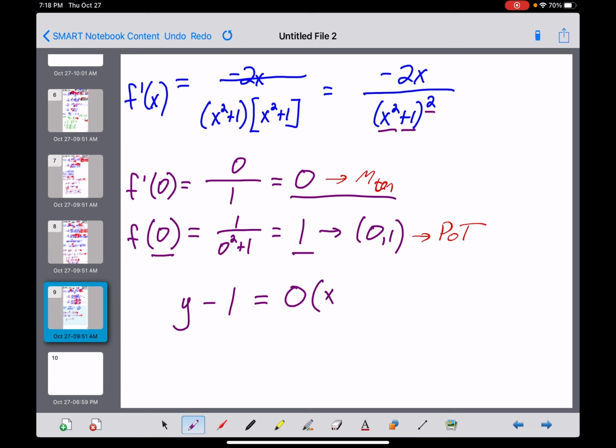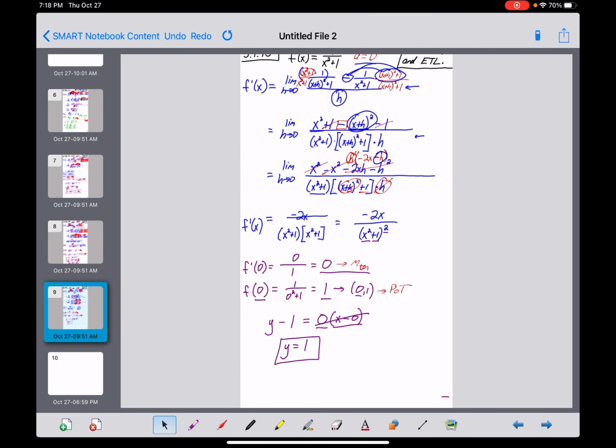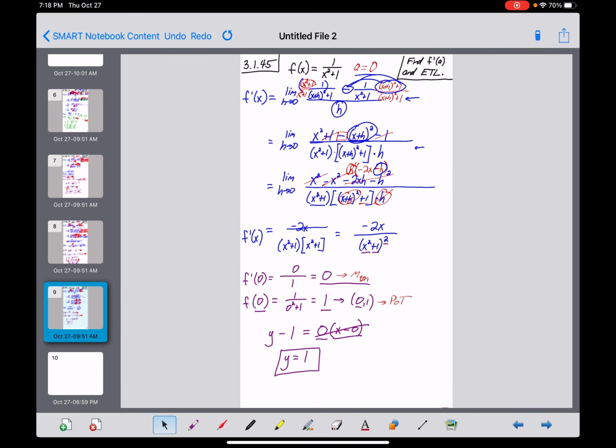But at any rate, it's x minus your x coordinate, which is 0. Well, 0 times anything is just 0, and bringing the 1 to the other side, we just get the line y equals 1, and that's the equation of our horizontal tangent line here on problem number 45.